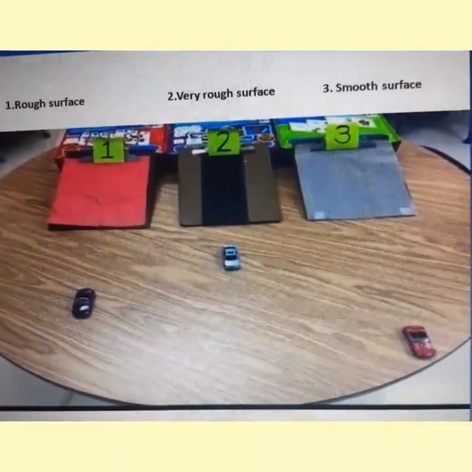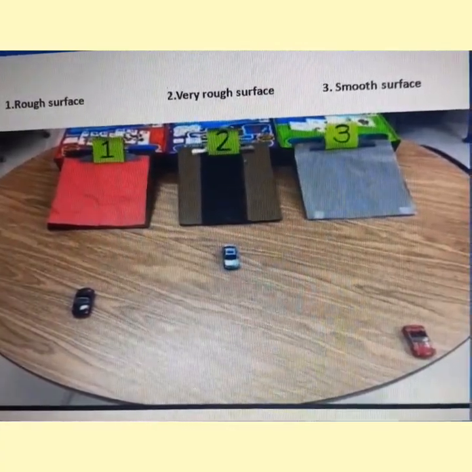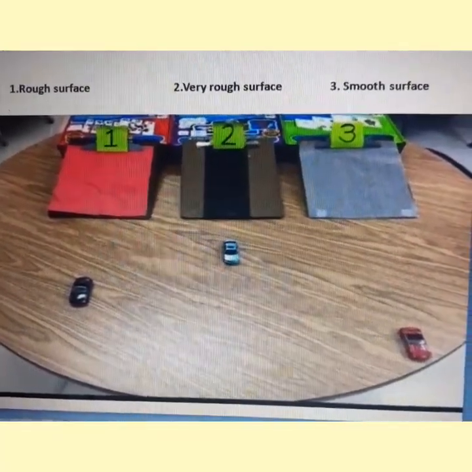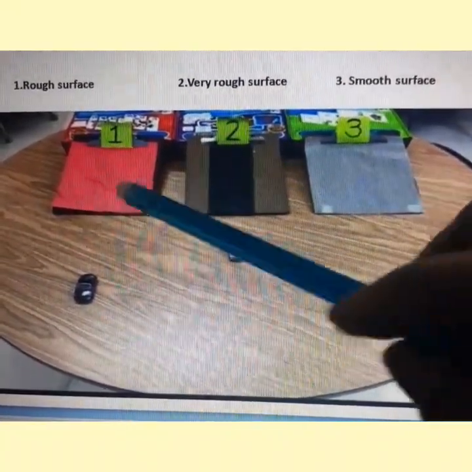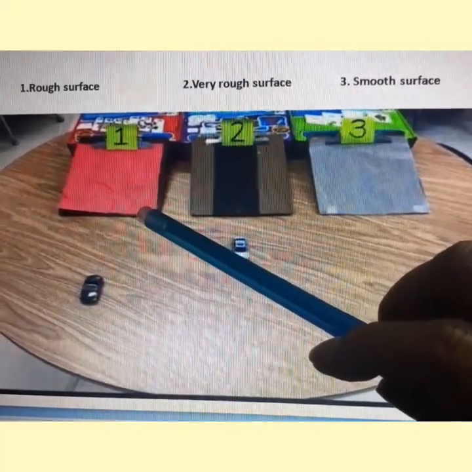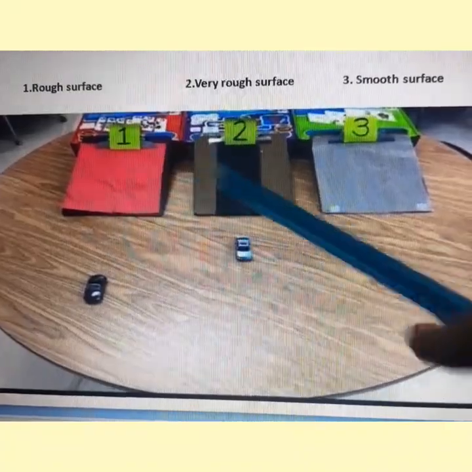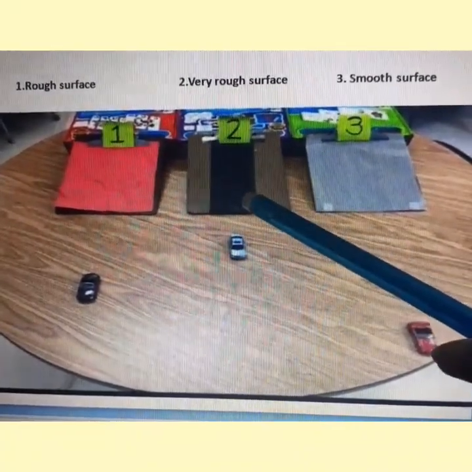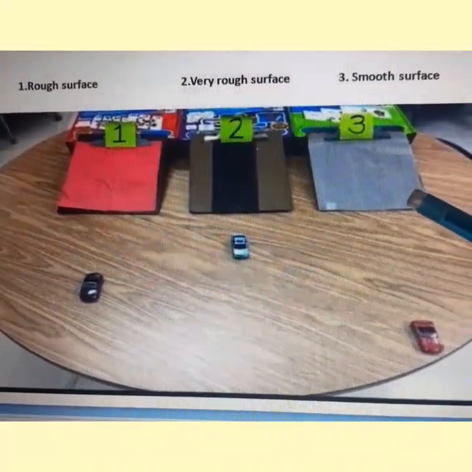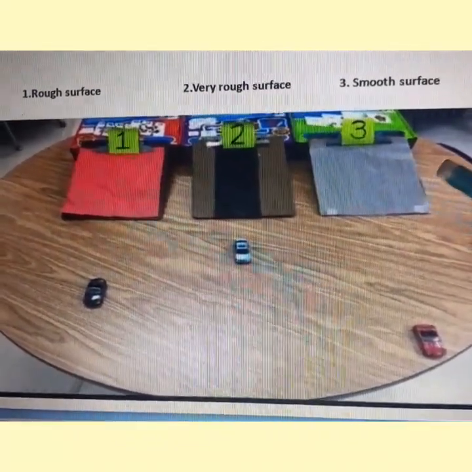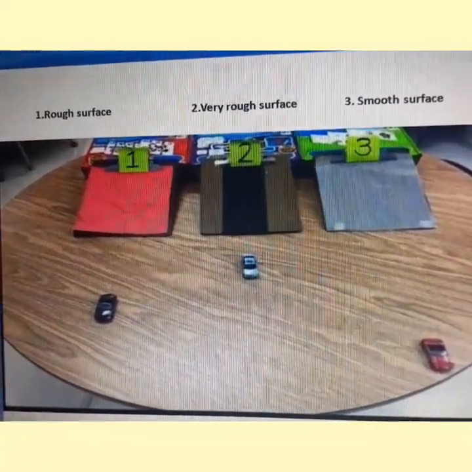With the help of this activity, let us study how the different kinds of surfaces affect the force of friction. Now, look at the first figure. Here, the surface is rough. In the second one, the surface is very rough, and in the third one, the surface is smooth. We try to slide the cars on these three different kinds of surfaces.